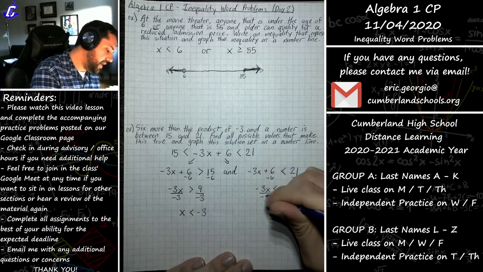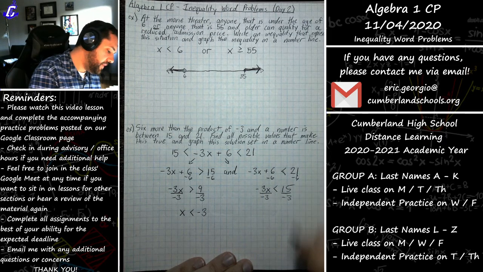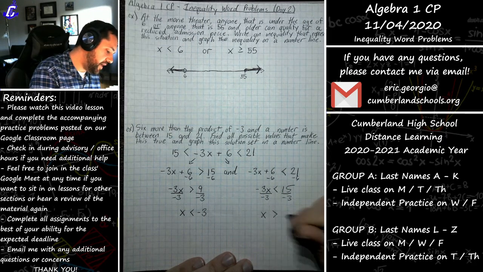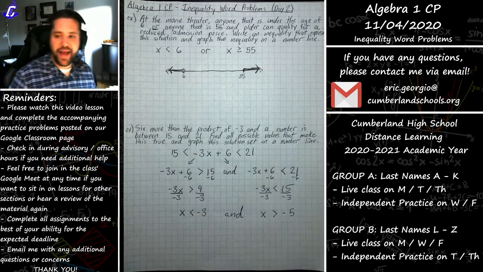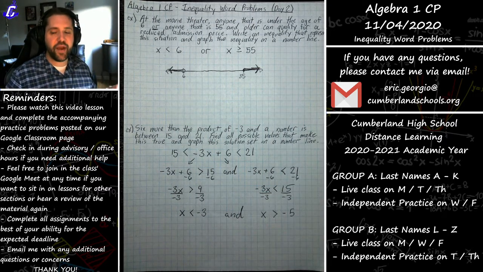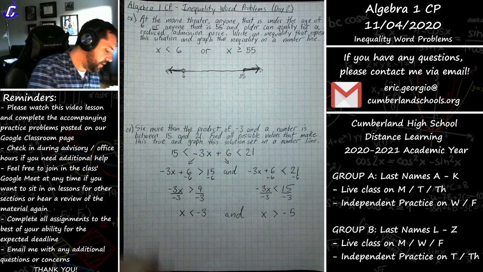Divide both sides by -3. The inequality is going to flip again. We get that x is greater than -5. So we have to make sure that our values for x are less than -3 and at the same time greater than -5. So what will that look like?